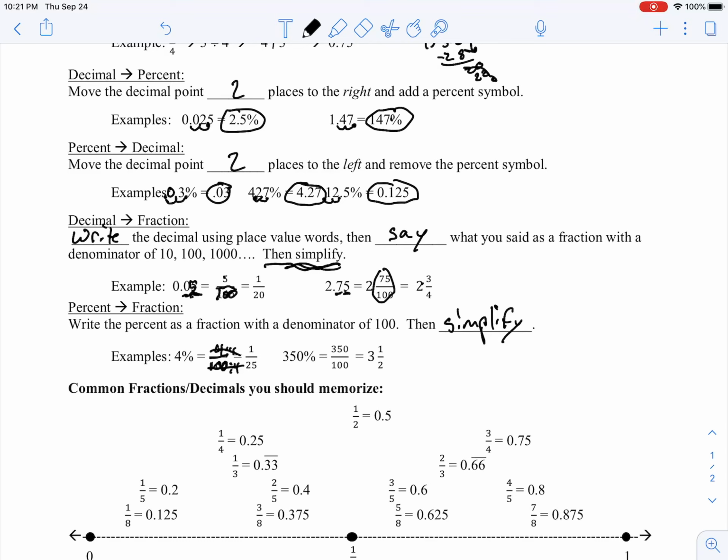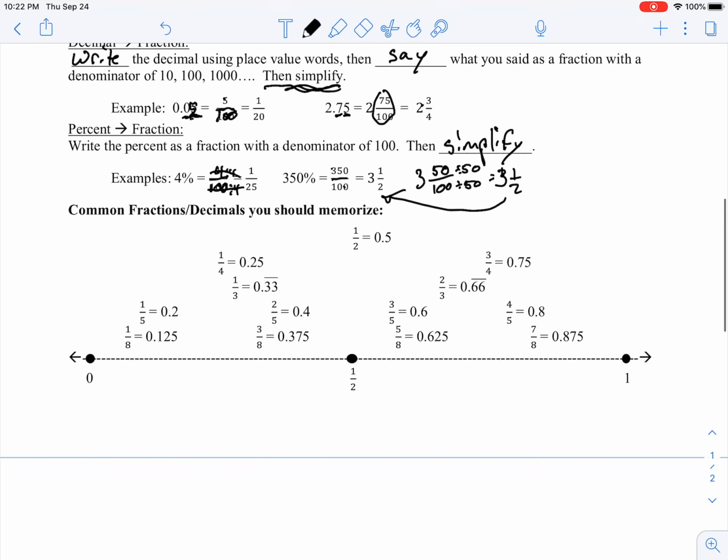Same thing, 350%. Well, this is just 350 out of 100 here. Divide that out, and 350 divided by 100, well, that gives us our 3 whole parts there. And then we have 50 left over out of 100, which of course simplifies down. Divide by 50, divide by 50, and we get 3 1/2, just like they did over here for our answer.